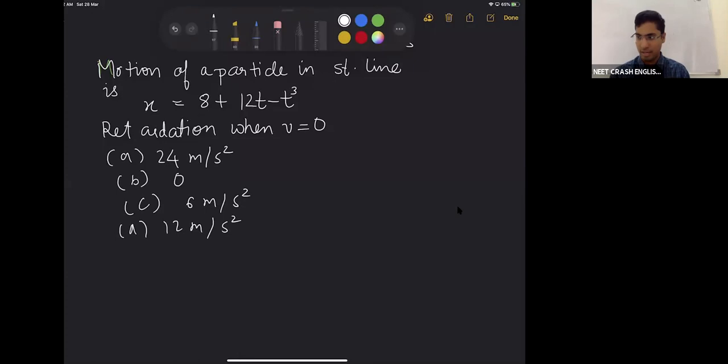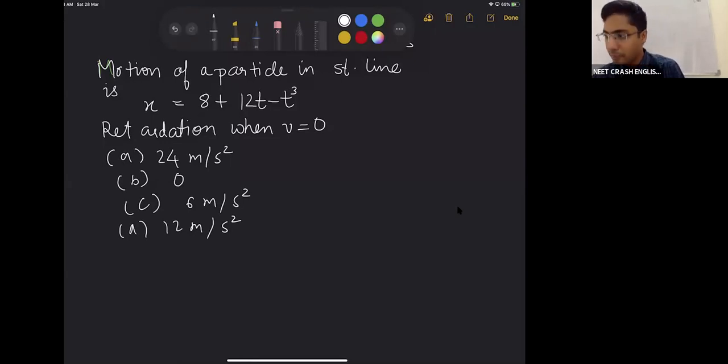Okay, that was a really quick answer. The question is, what is retardation when v equals 0? Okay, I think everyone seems to have got it.